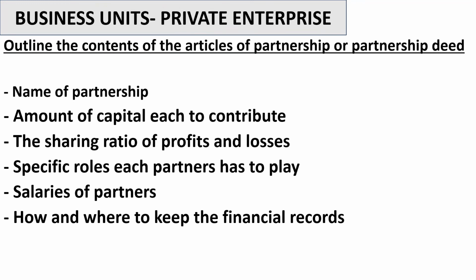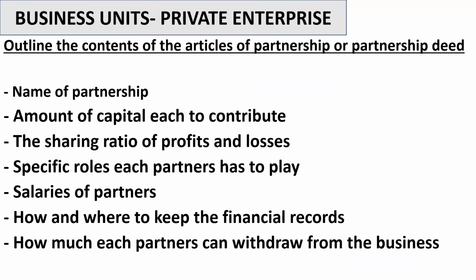The books that show the amount of sales you have made, or the amount of orders you have made, can be manipulated. If one partner is given the responsibility to keep the documents, they can manipulate them, they can change the figures. So you need to discuss how and where to keep those records. Also, you need to discuss how much each partner can withdraw from the business in case they want to withdraw.